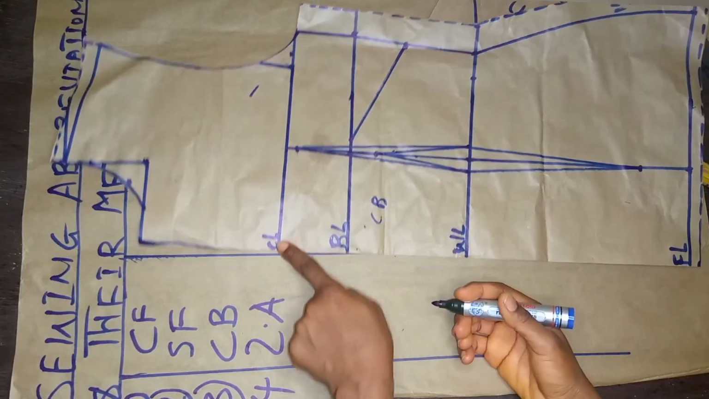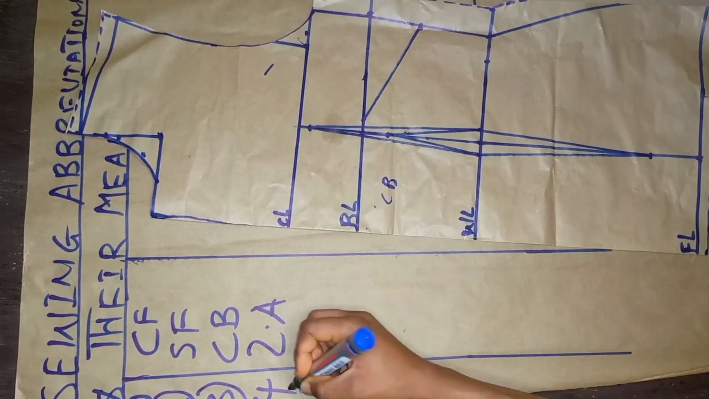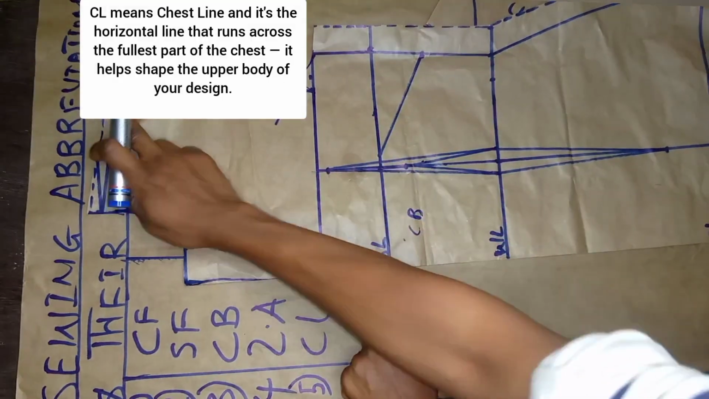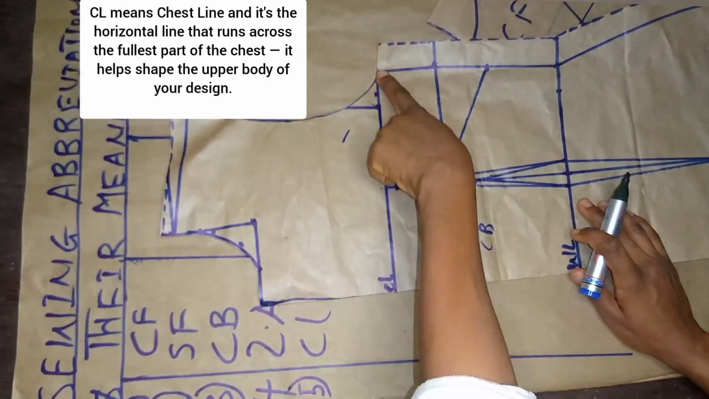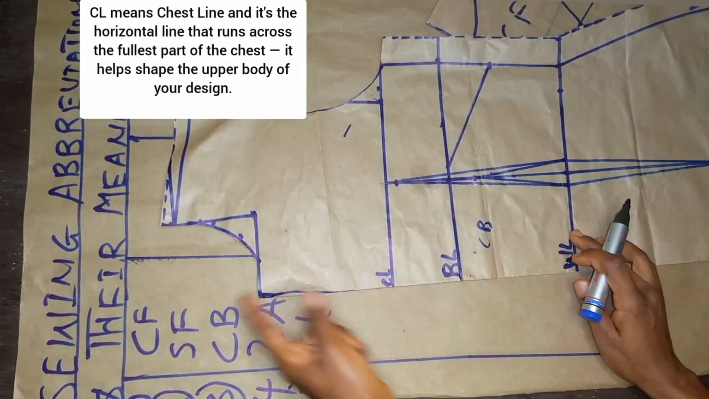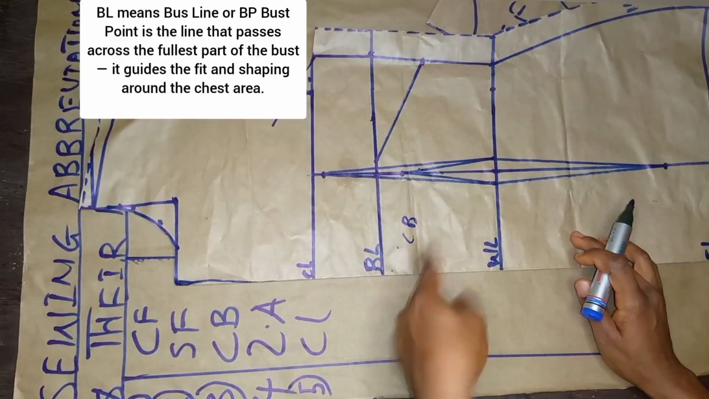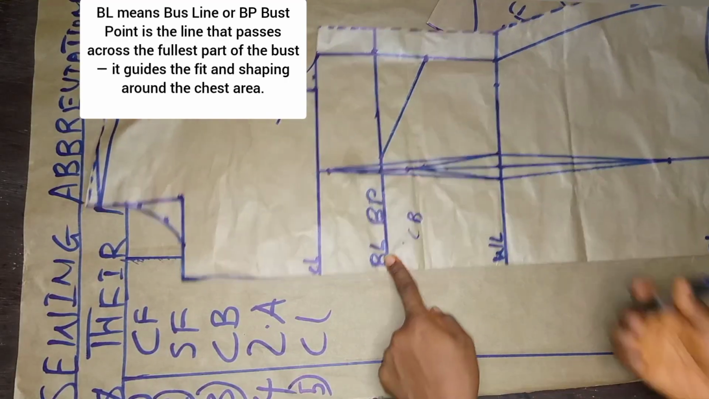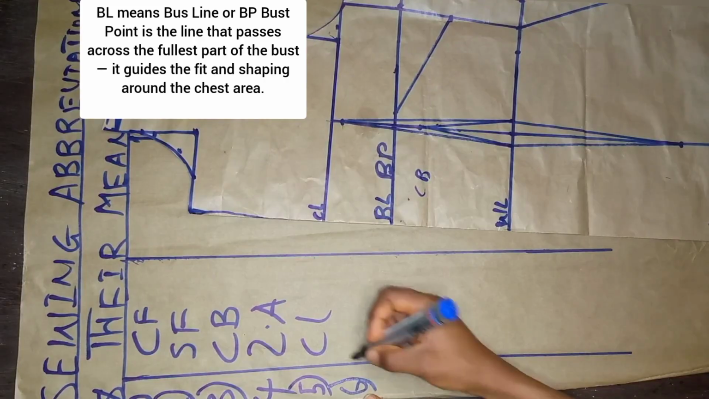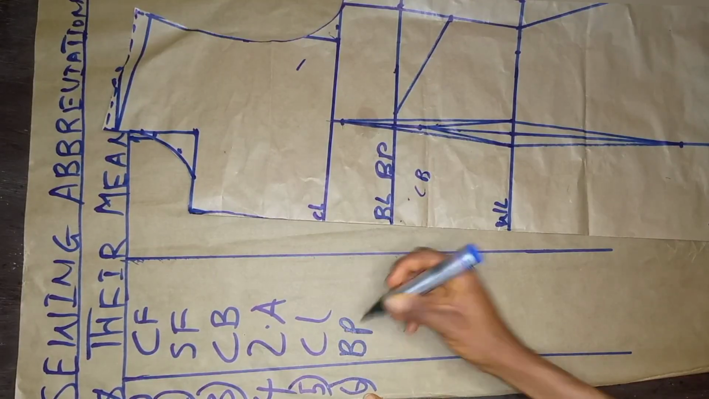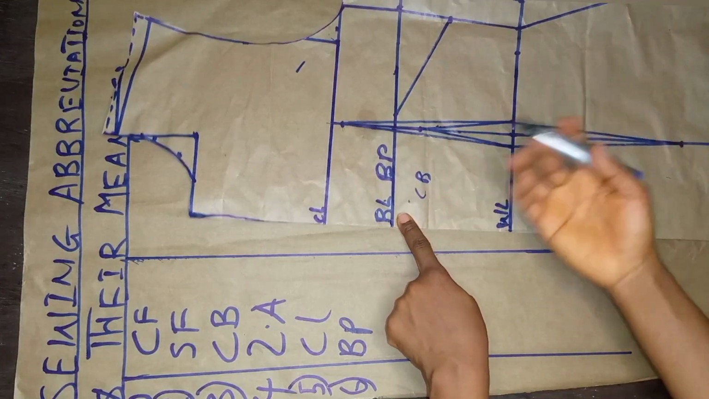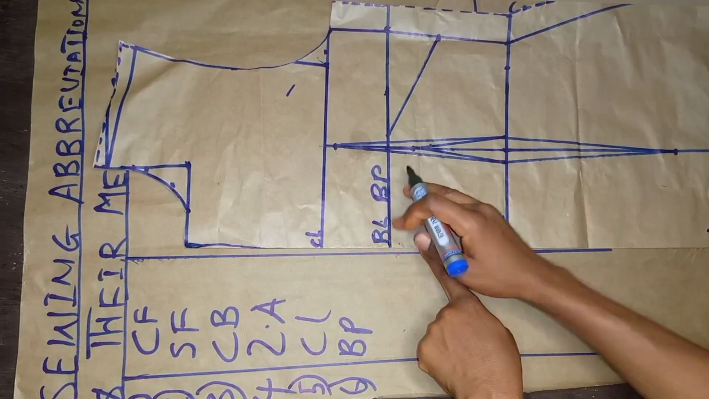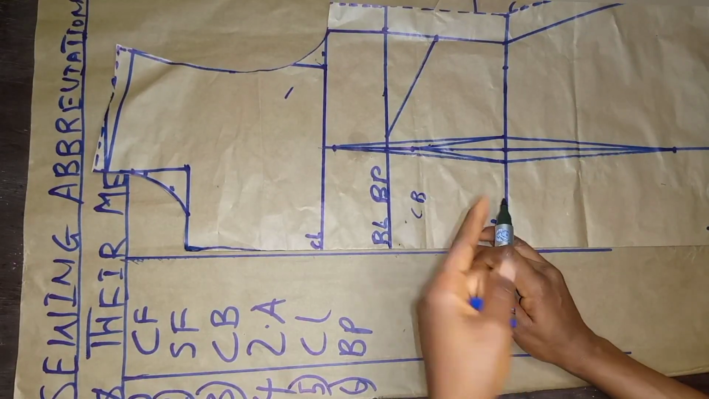So using this pattern now, I'll use some of the abbreviations we find on this pattern. The CL means chest line. Chest line is the horizontal line underneath the armhole depth. Next one is BL. BL means bust line. You can either call it bust line or bust point. It is the line that passes across the fullest part of the bust and which we use to input the round bust measurement. You can either call it round bust measurement or bust circumference.